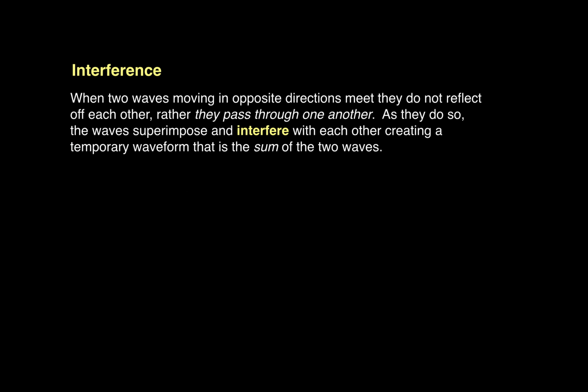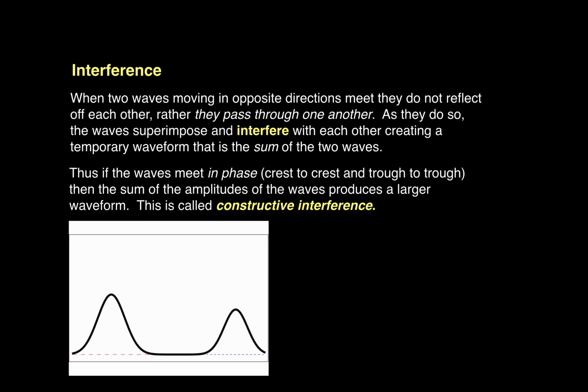Another property of waves is interference. When two waves moving in opposite directions meet, they do not reflect off each other. Rather, they pass through one another. As they do so, the waves superimpose and interfere with each other, creating a temporary waveform that is the sum of the two waves. If the waves meet in phase, crest to crest or trough to trough, or in other words, they meet when they're both pointing the same way, then the sum of the amplitudes of the wave produces a larger waveform. This is called constructive interference.